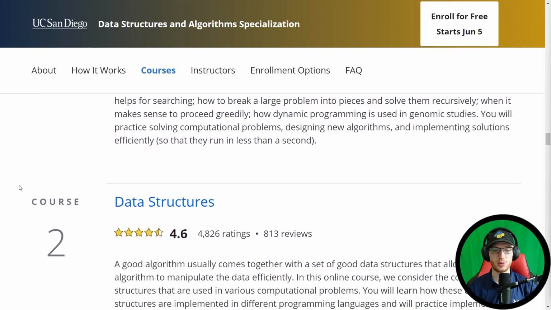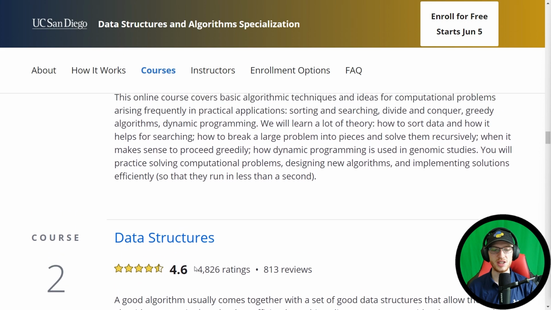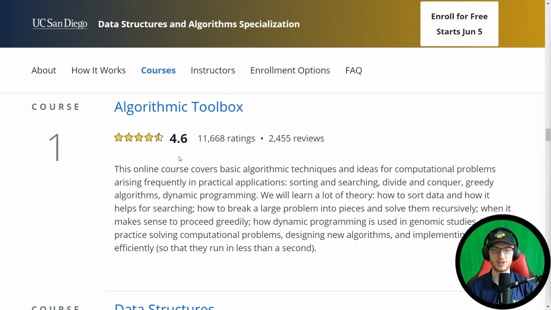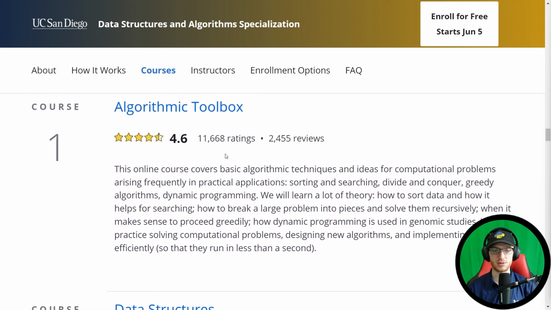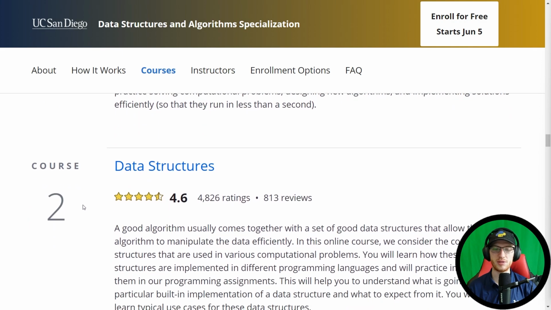Next up, in course 2, we have data structures. Now just to look at the ratings for a second, you can see they both have an average of 4.6 stars, which is probably the average on Coursera in general. It means it's very good. And don't be worried about the drop-off in the number of ratings, like we have 7,000 or so fewer ratings here. That just means that many people did not get through this course because they gave up too early and never saw this course. So people love this as well.